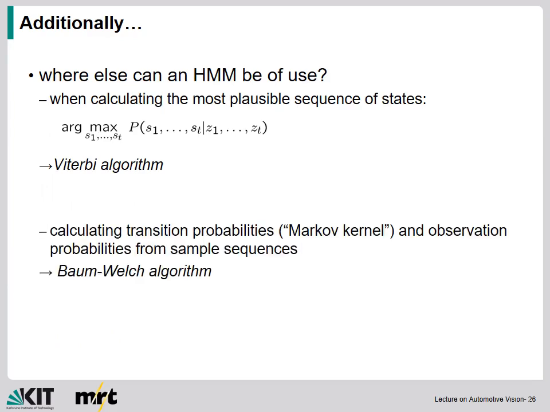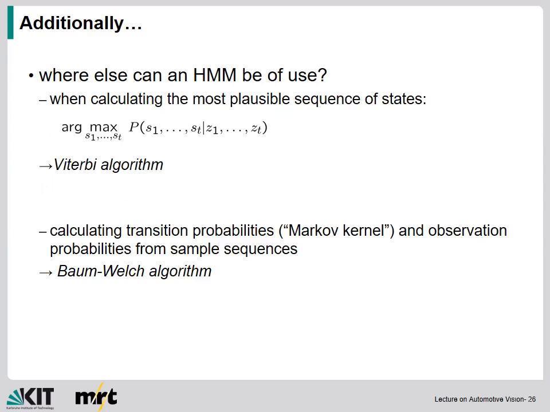Another question is, how do we set up the transition probabilities and the observation probabilities in our models? Up to now, we were arguing that we have some human expertise in driving, and therefore we can set some at least reasonable probabilities. However, this might not be optimal. And there is an algorithm that is doing this job for you. It's called the Baum-Welch algorithm.